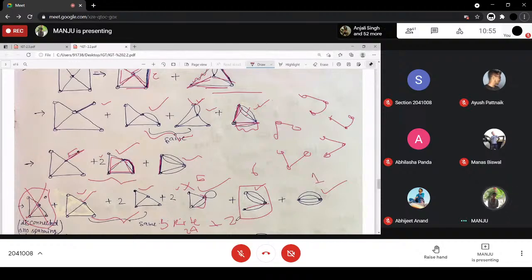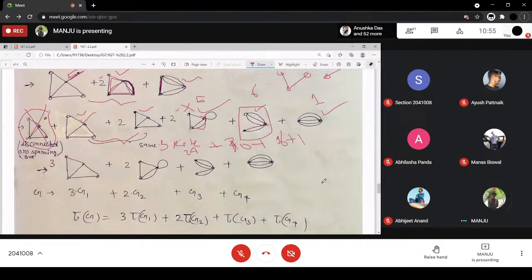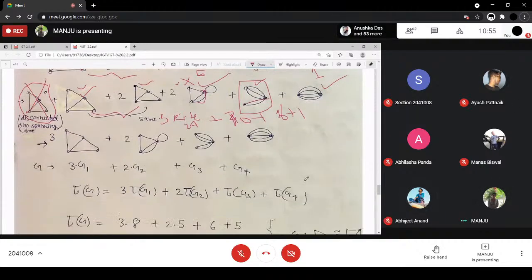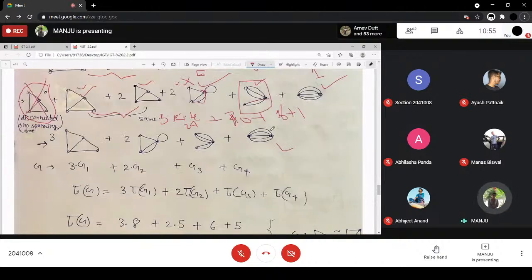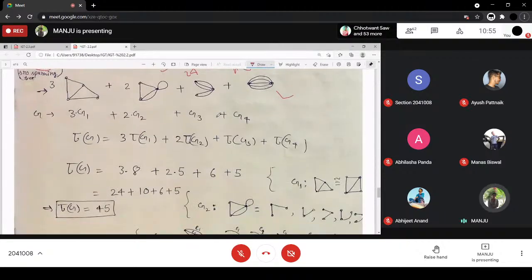24 plus 10 plus 6 plus 1. 34, 35, 41. 41 or 45? How many? So there is one, not one, but 5. That means 5. Yeah, 5. 1 into 5, no? There are 45. Up to this one, these are 40. And for this one, there are 5.